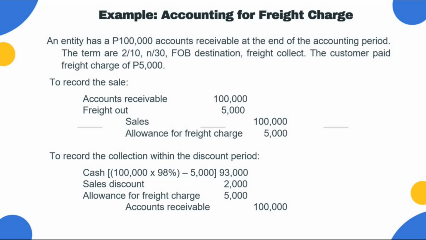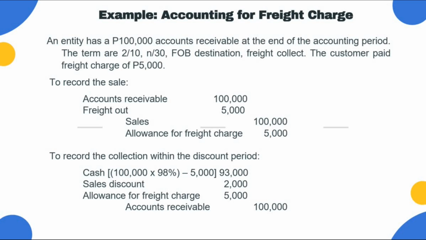First, to record the sales. You just debit accounts receivable, 100,000. Freight out, which is an expense account, you have 5,000. Then you have to credit sales at 100,000. And then we recognize allowance for freight charge at 5,000. So the second entry is to record the collection within the discount period.